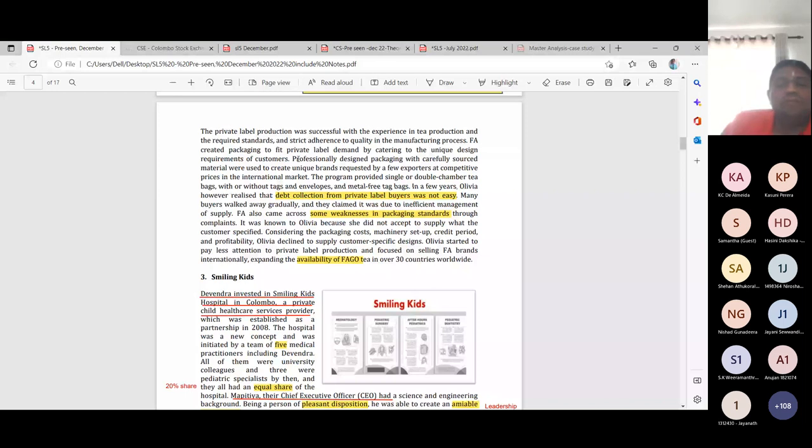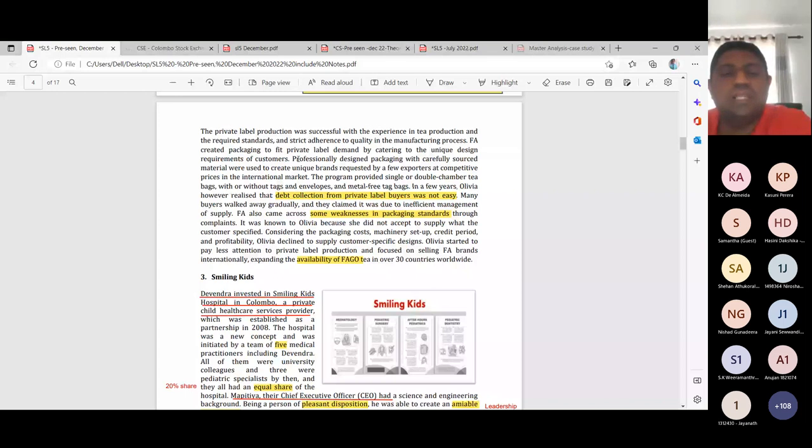FA also came across some weakness in packaging standards. These are some of the issues. These packaging issues were there. Then there was some inefficiency in management of the supply through complaints. It was known to Olivia because she did not accept to supply what the customer specified. Because of the packaging cost, machinery setup, credit period, and profitability, Olivia declined to supply the customer's needed design. We didn't do whatever was requested by them. We didn't meet their requirement.